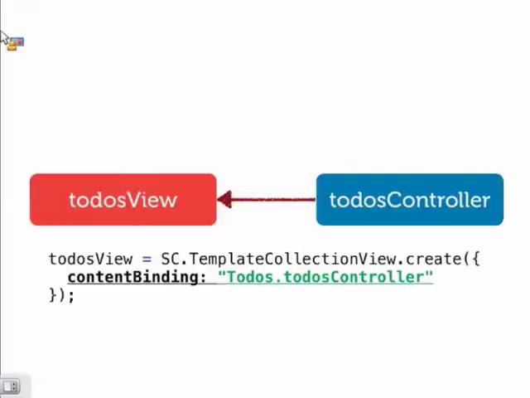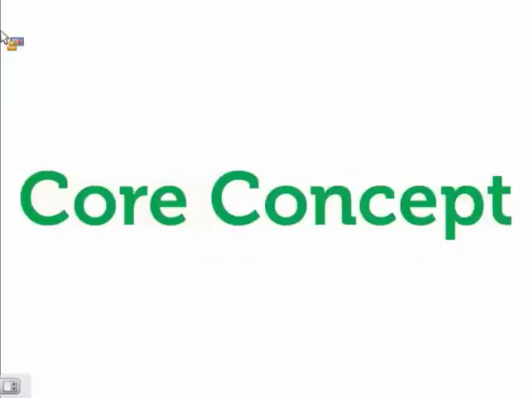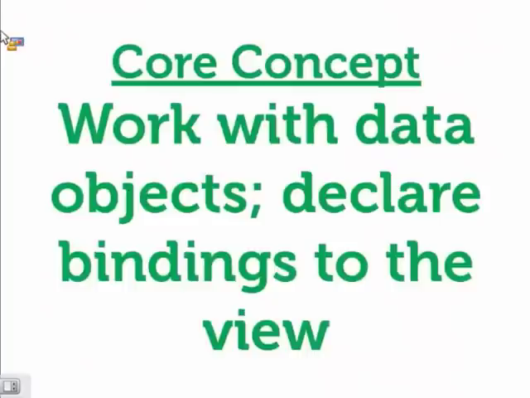So the core concept here, the thing that SproutCore is doing that's very cool and sort of unique actually, is that you don't work with the DOM most of the time. You can of course do anything you want with the DOM, but most of the time you're working with underlying data and you're expressing declaratively in the view what part of the truth you want to be reflected here.